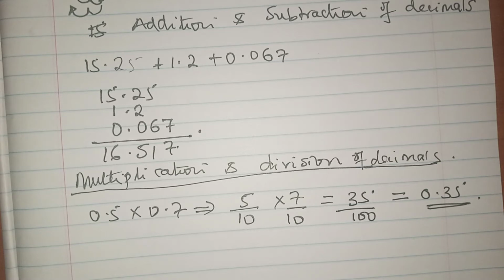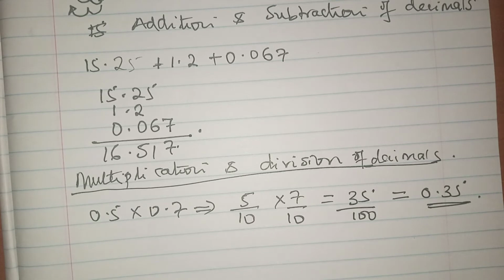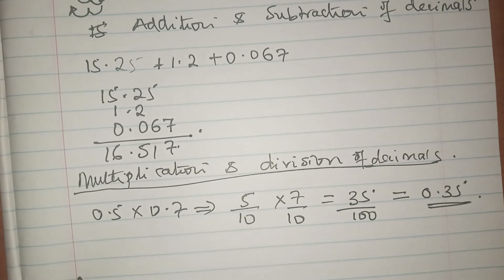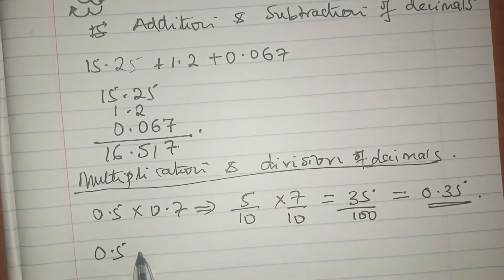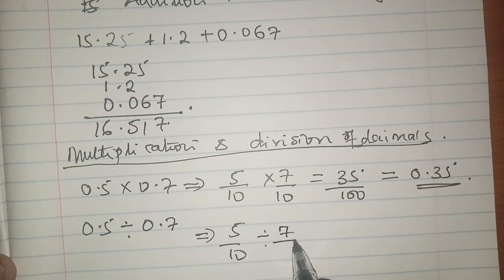But I want to be a bit cautious when it comes to division. When we have a number that requires division, for example 0.5 divided by 0.7, we write them as fractions. This is going to be 5 over 10 divided by 7 over 10.